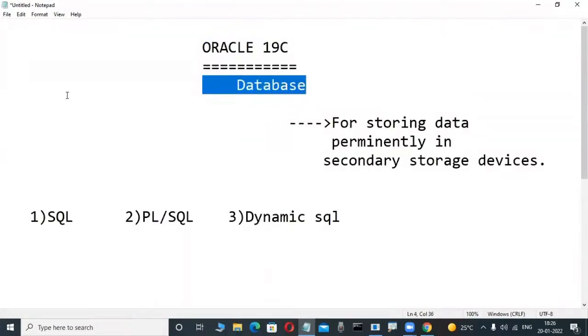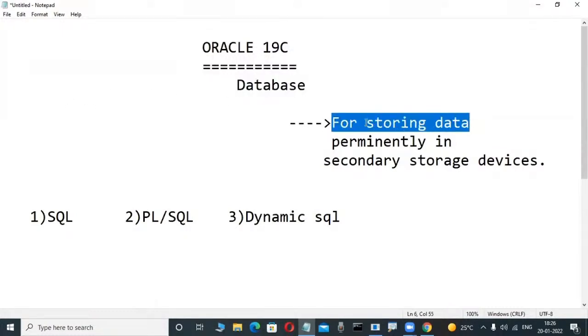Some Java, .NET, Python application front end is there. The data we are entering is stored in the back end. Newcomers think that databases are only for storing data, but that is absolutely wrong. There are many more things involved.